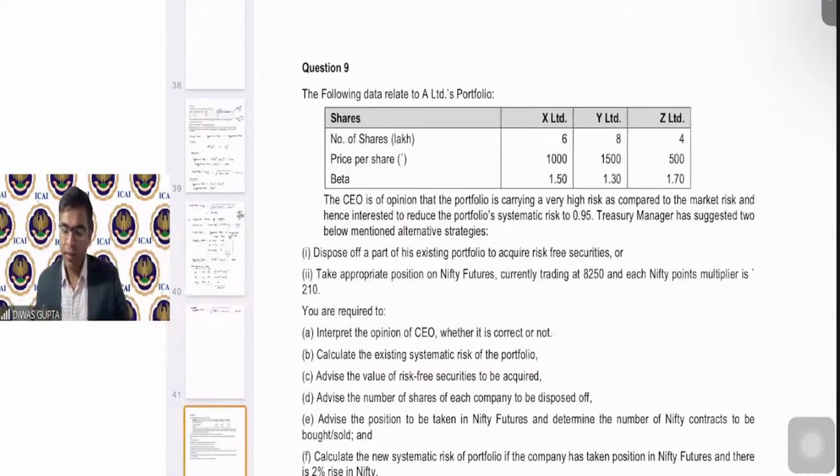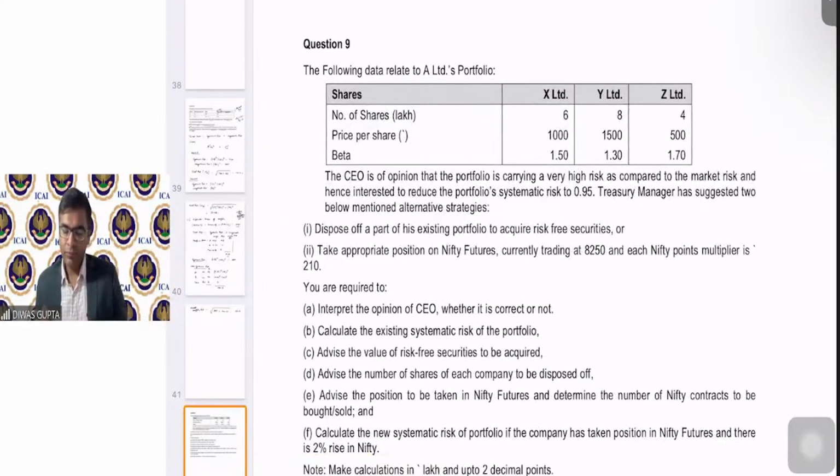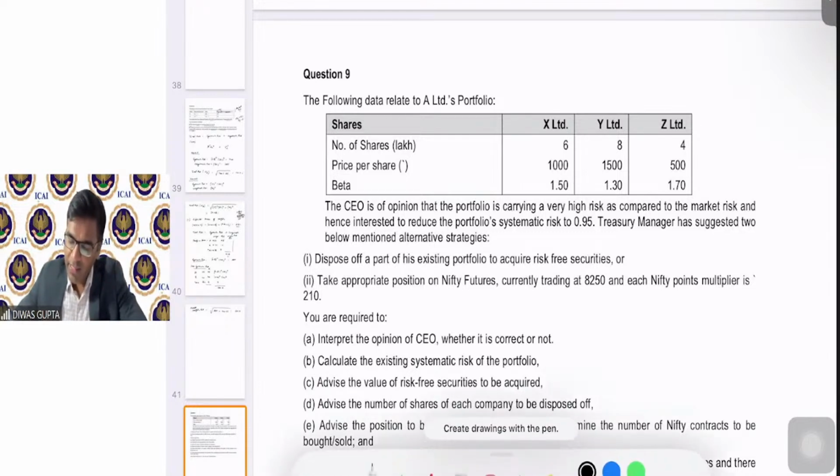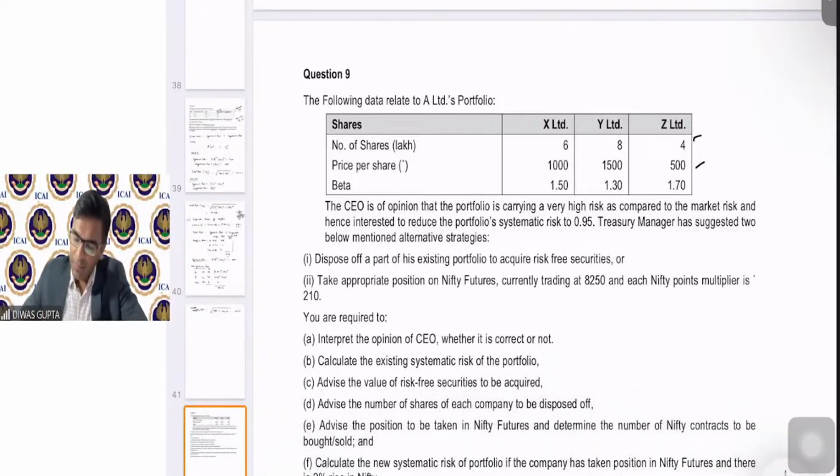Next question, students. Question number 9. Question number 9 is, the following data relate to A Limited's portfolio. So there is a portfolio of XYZ Limited. Number of shares are given. Price per share is also given. And they have given us the beta. The CEO is of the opinion that the portfolio is carrying a very high risk as compared to the market risk, and hence interested to reduce the portfolio's systematic risk to 0.95.